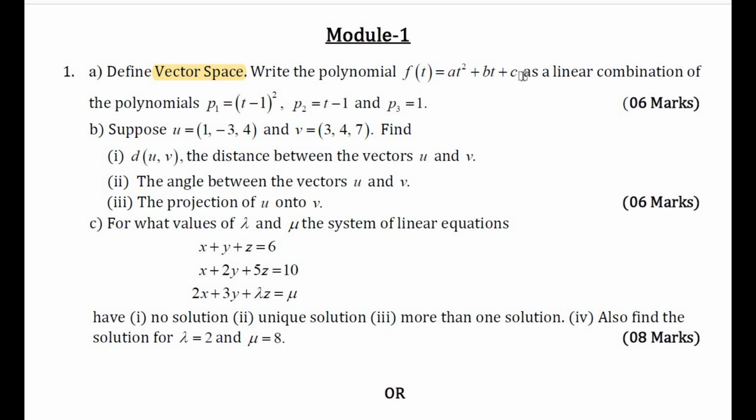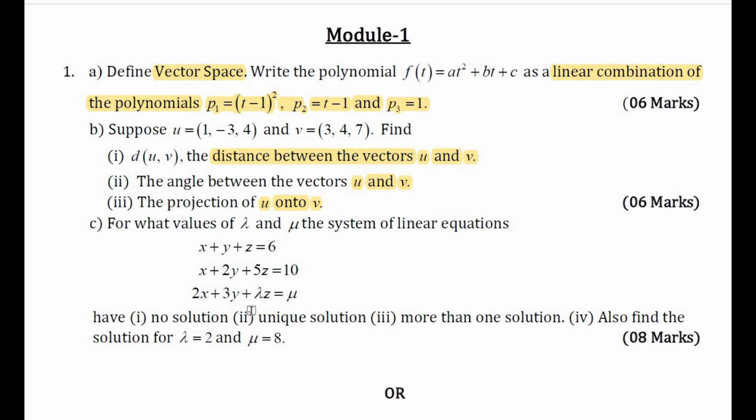On vector spaces, we are required to find the linear combinations of the given polynomial. Then we have problems on finding the distance between the given two vectors u and v, finding the angle between the two vectors u and v, and finding the projection of u onto v.